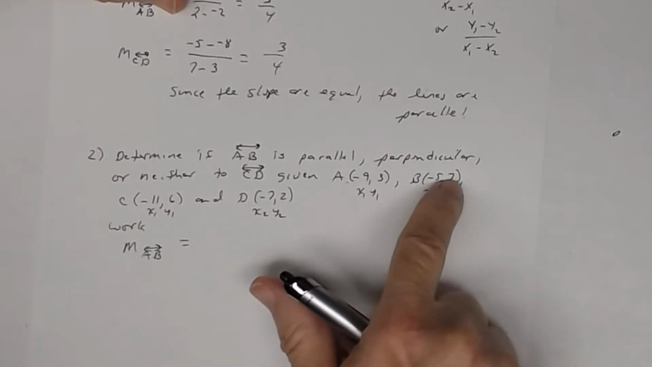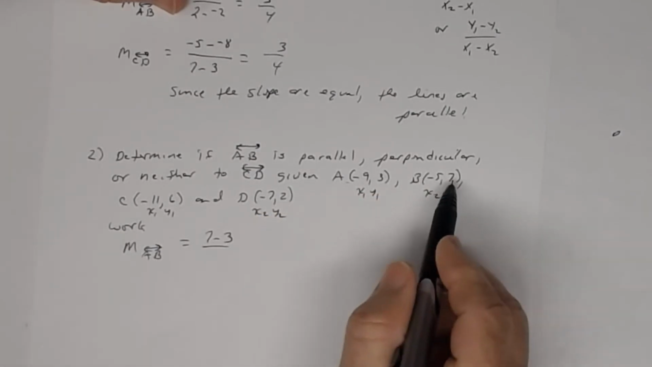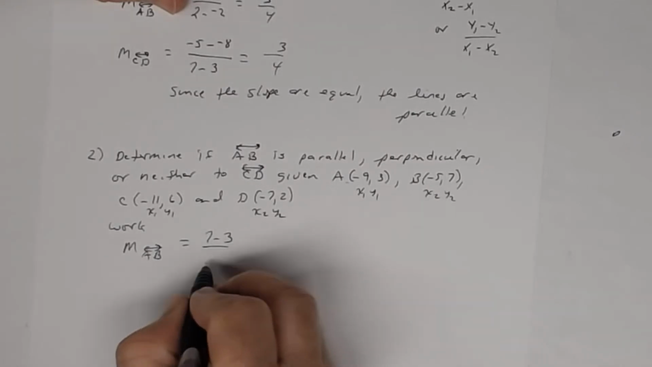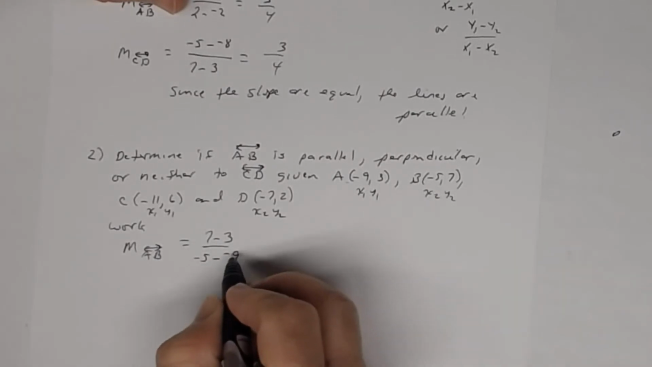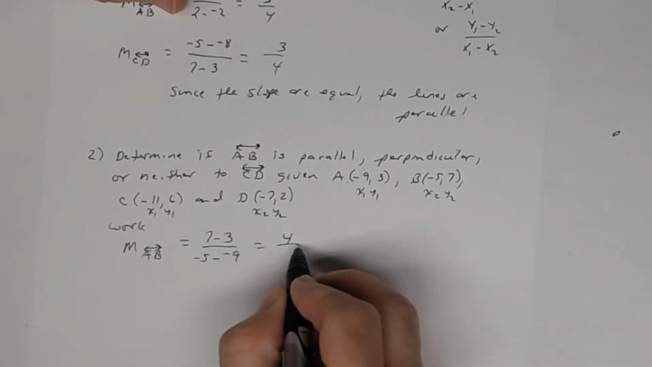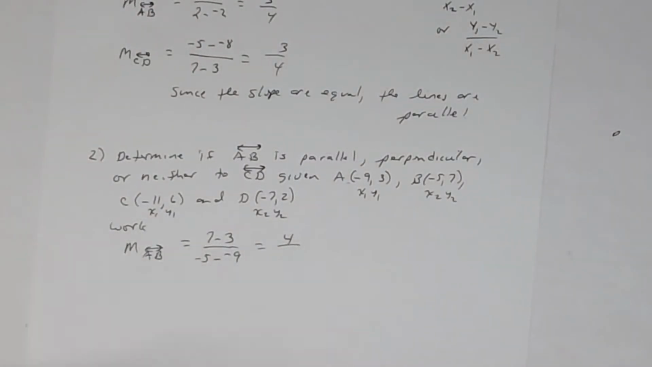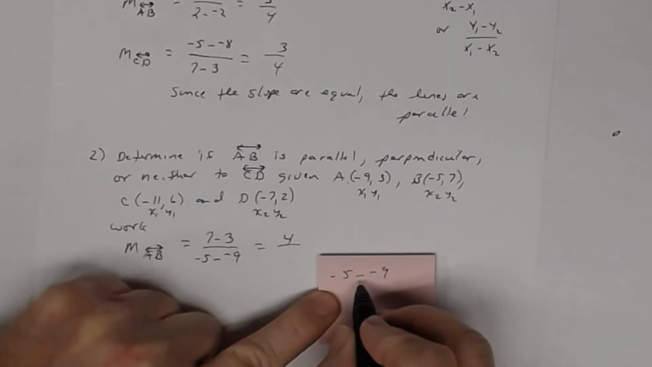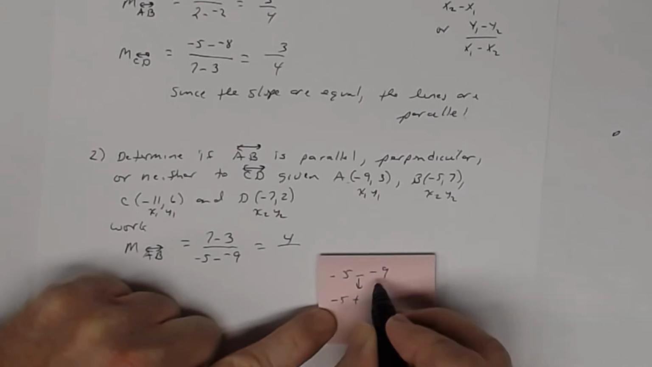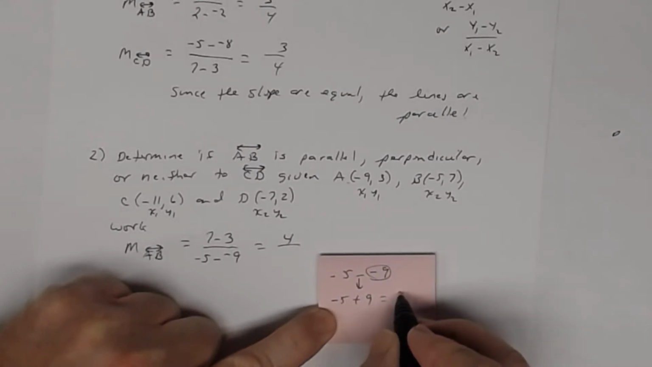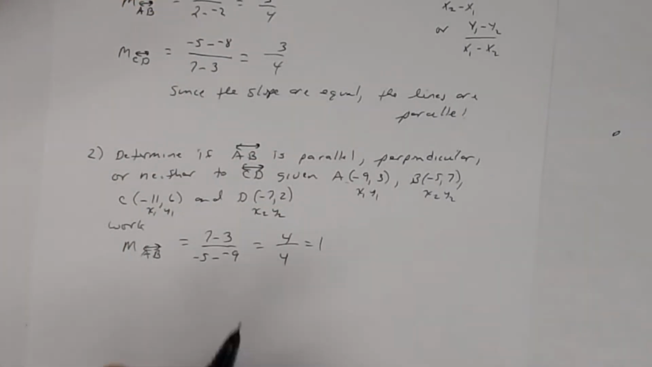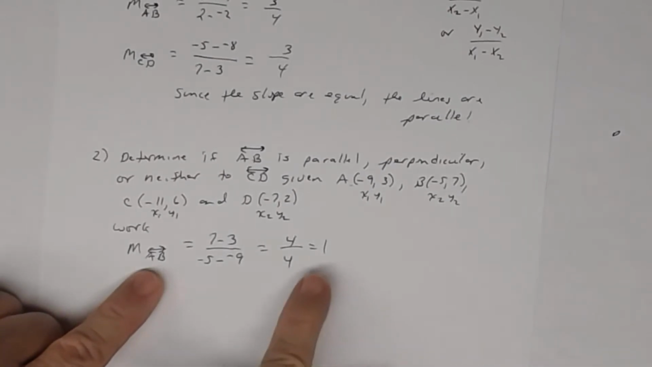Okay? All right, so 7 subtract 3. Subtract your y coordinates. Now since I started with 7 in the numerator, I have to start with negative 5. I have to start with x2. Negative 5 subtract a negative 9. 7 subtract 3 is 4. Negative 5 subtract negative 9. Remember that means this. Change that to addition. That becomes negative 5 plus the opposite of negative 9, which is 9. And that is 4. So you get 4 divided by 4, which is 1. So the slope of line AB is 1.